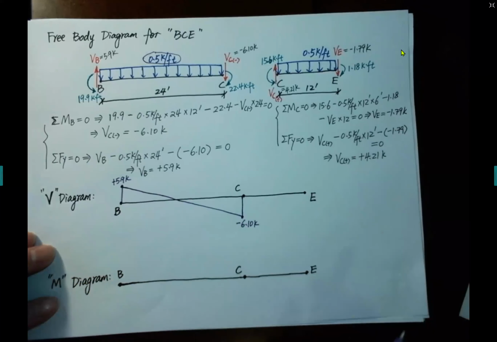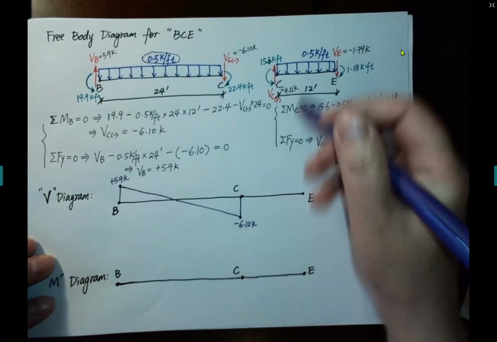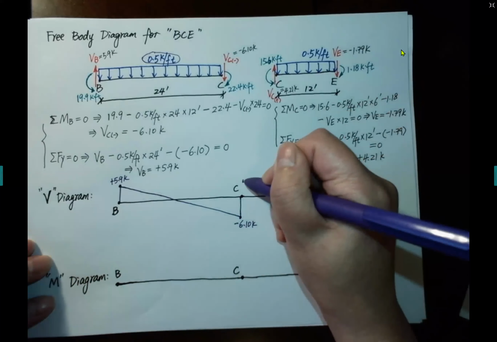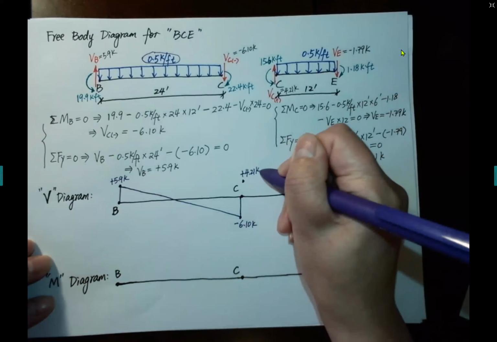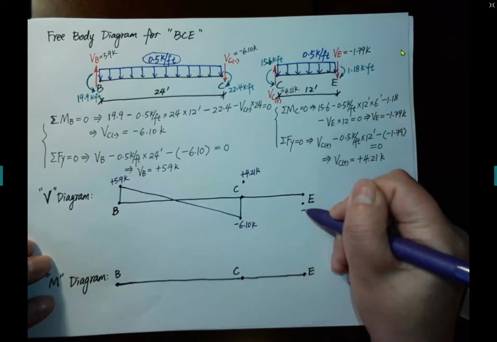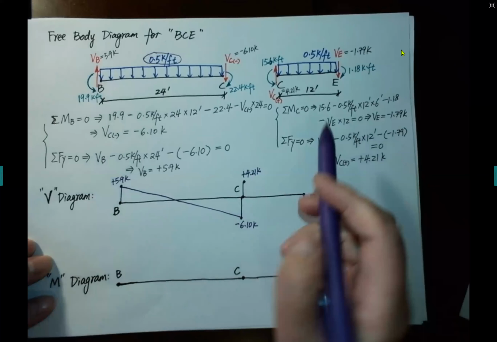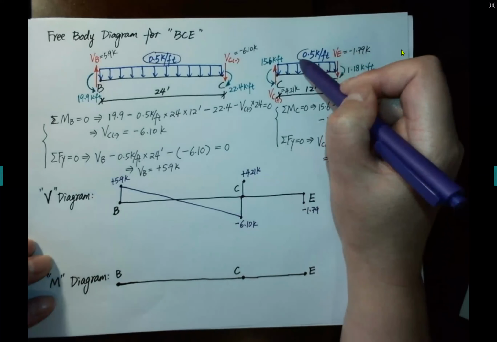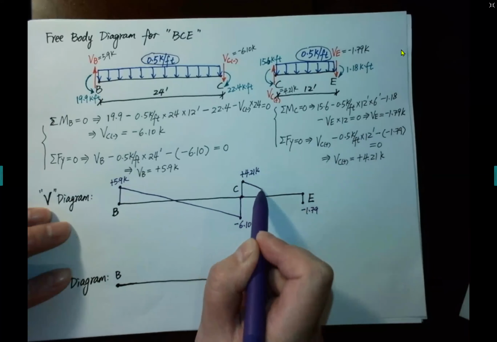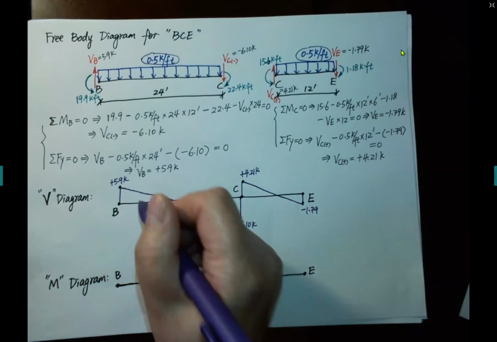Straight line. And just to the right of C, we have CE. Just right of C is 4.21, and the E side is negative 1.79. Connect these two points, using the uniform load as slope. Straight line. And this is the shear diagram.